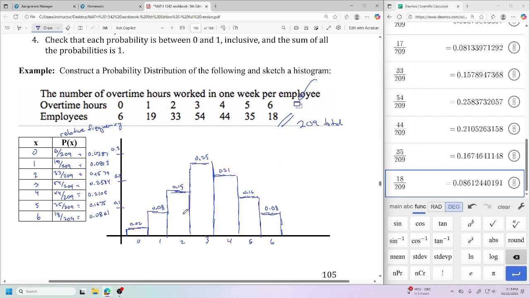Go ahead. A histogram. Oh yeah, symmetric. Yes, I would say definitely. I was thinking about that.